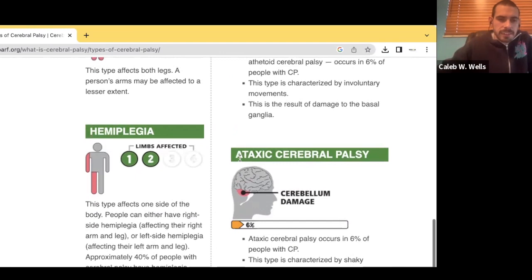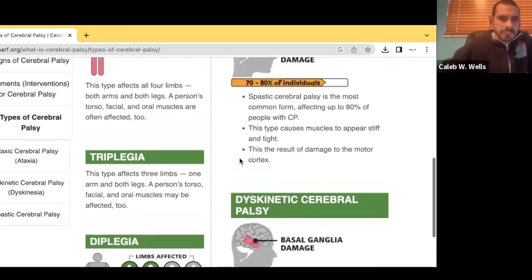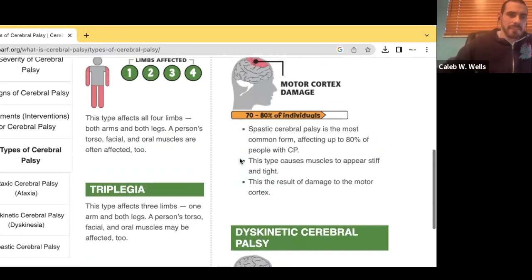So we wanted to come on and just talk about what it is and how it happens. It usually happens due to a loss of oxygen shortly before birth or shortly after birth.